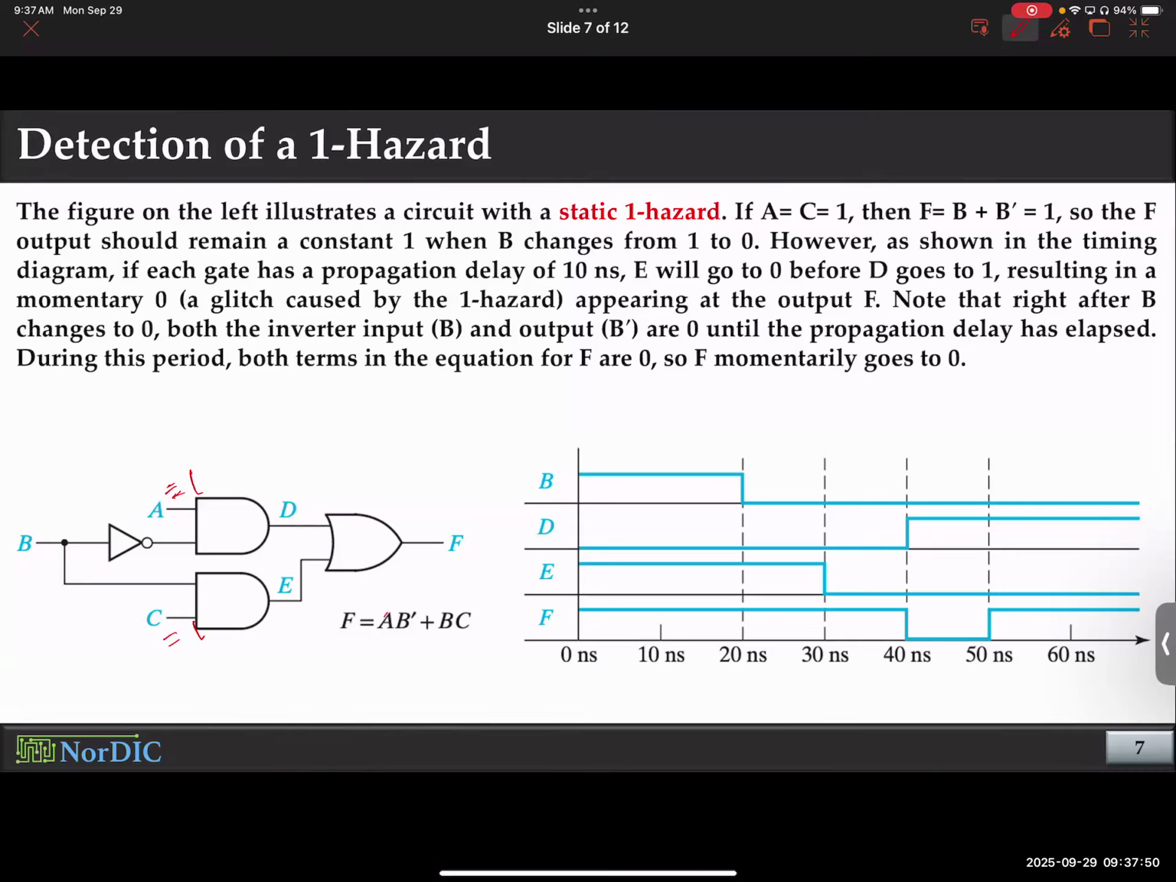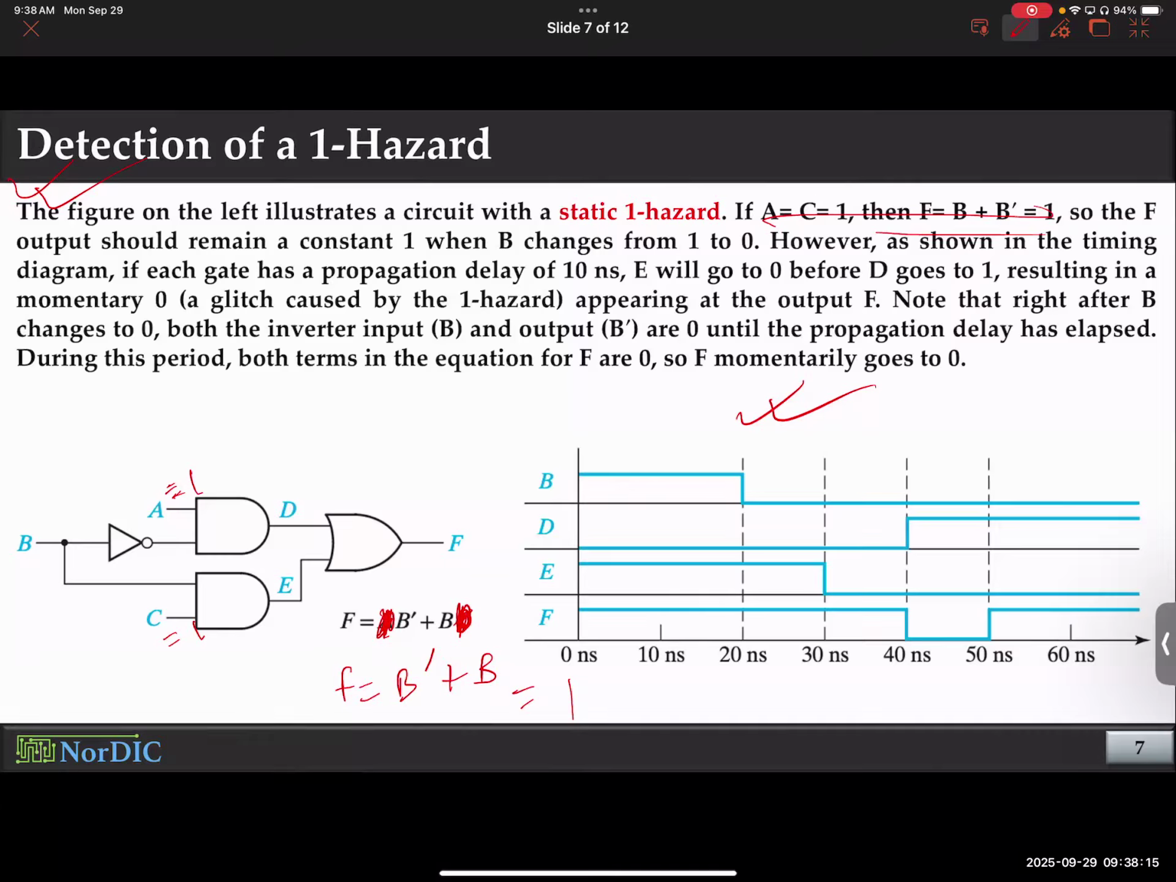Okay, so if A and C are 1, and this is the situation that you see here, by the way, and it's mentioned in the text, if you can read it. Okay, so A and C are 1, so you can just replace them with 1. What you get here, F equals B prime plus B. What is B prime plus B, folks? 1. It should always be 1, right?